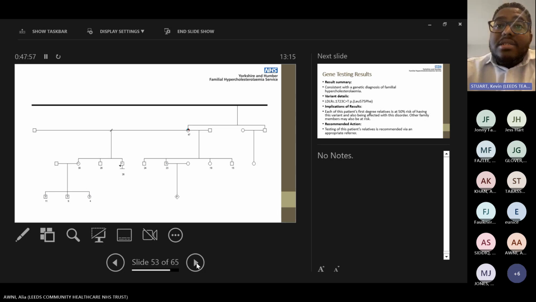And then his sister, on the same level as him, on the left, with the case number 30, was also found to have familial hypercholesterolemia. And now it's for her children, cases 4, 9, and 11, to have their cholesterol checked. Now, the numbers are not their ages. It's just the number where they are in the case load in the family tree. So they still need to have their cholesterol checked. Next slide.